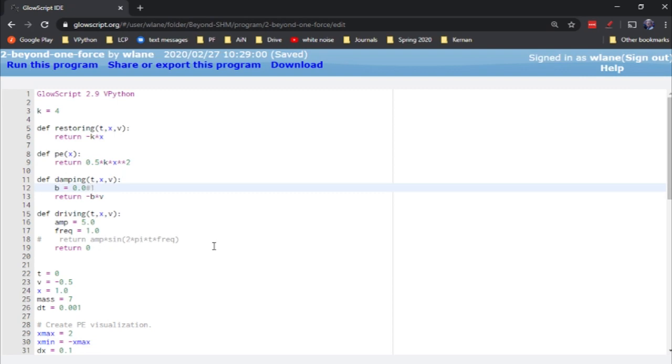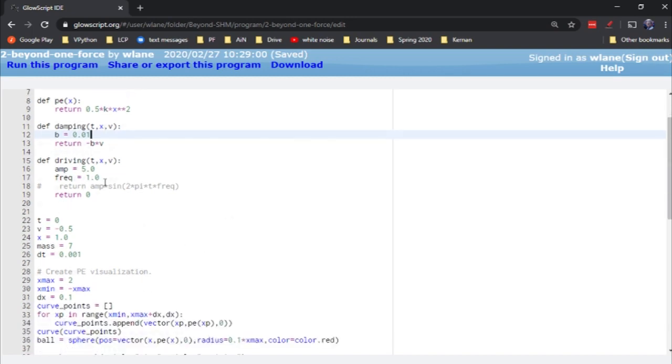Let's start by adding in the damping force here. So I've got this set to 0 right now. Let's set it equal to a small value, 0.01. So not a lot of damping. And we'll leave the driving force turned off. So I'm just returning 0 here.